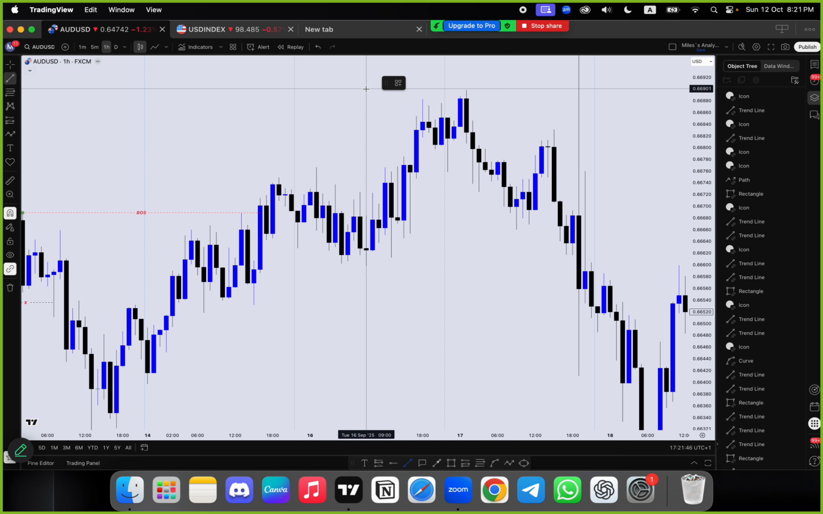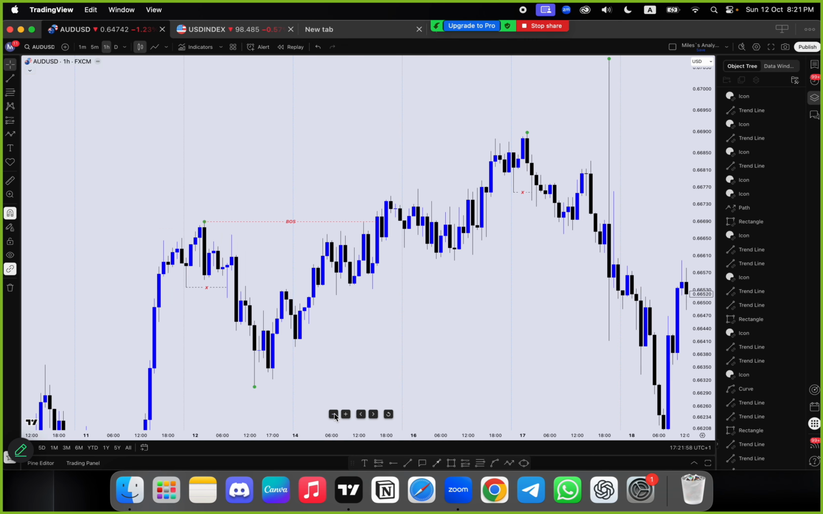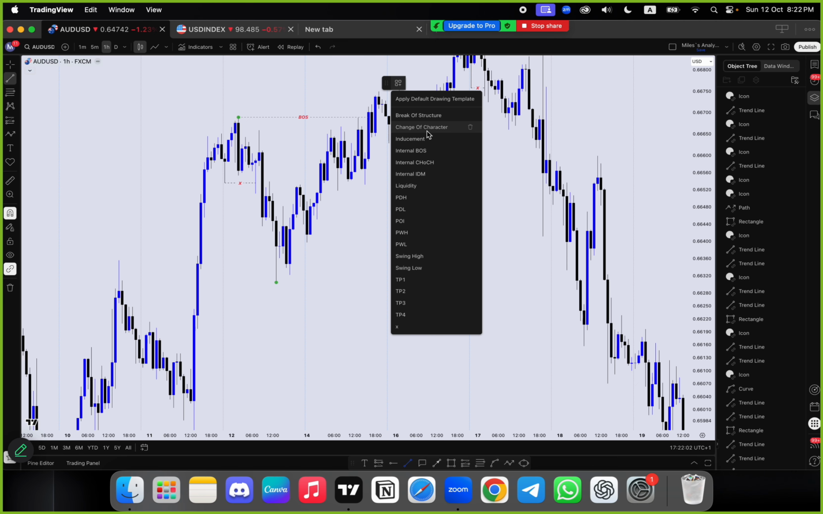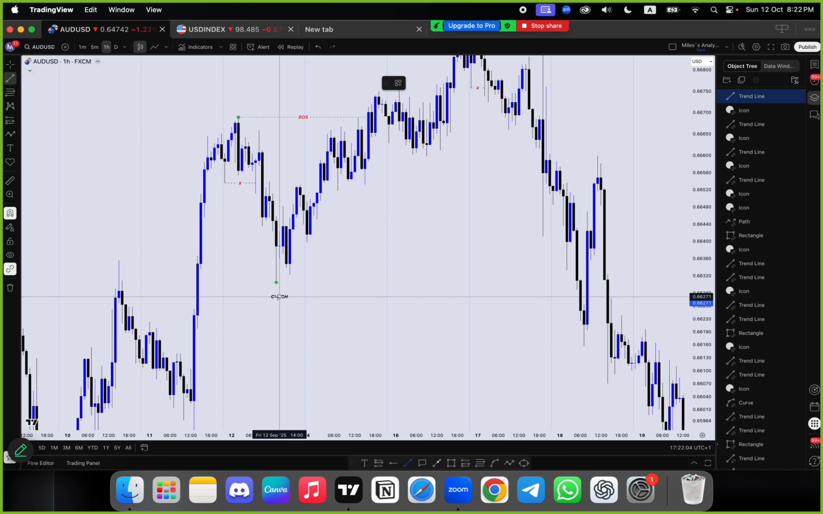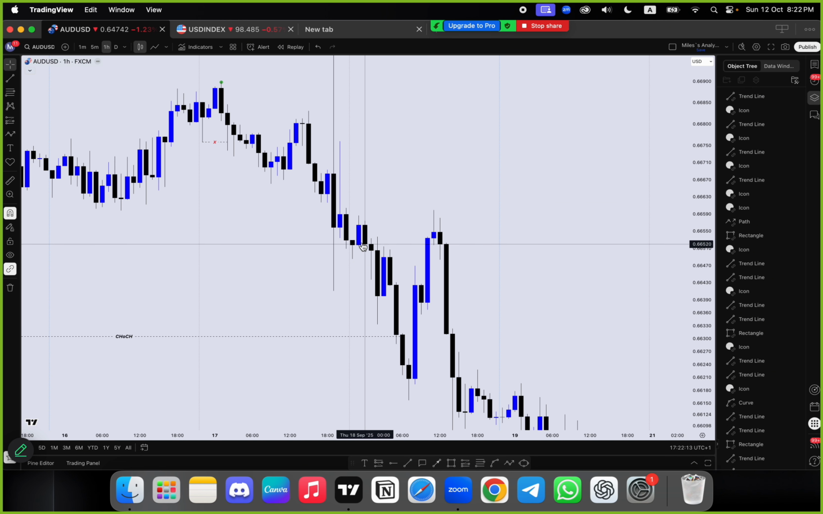Okay, so this pullback was taken out, meaning it's now a valid inducement. And after inducement is taken out, we now have a new valid higher high, which is at this point. And then this would be our lower high. So what we'll be looking for at this point is for price to create a change of character here, and then once price creates a change of character, we have to look for another inducement in this case.